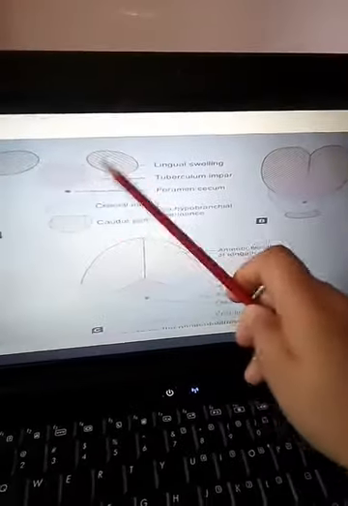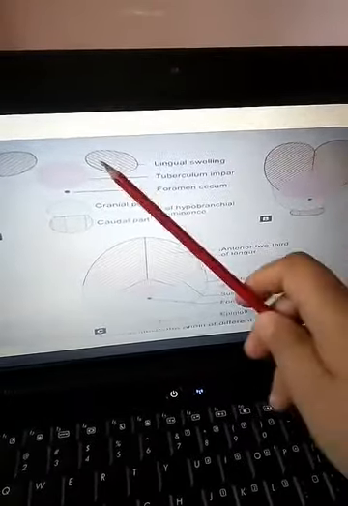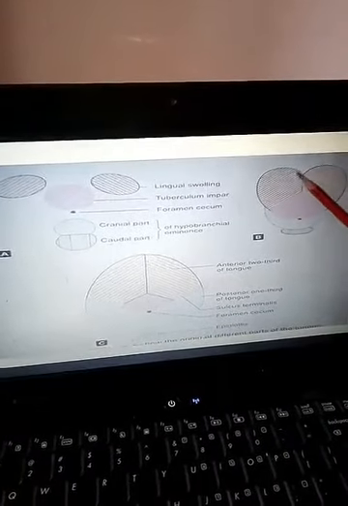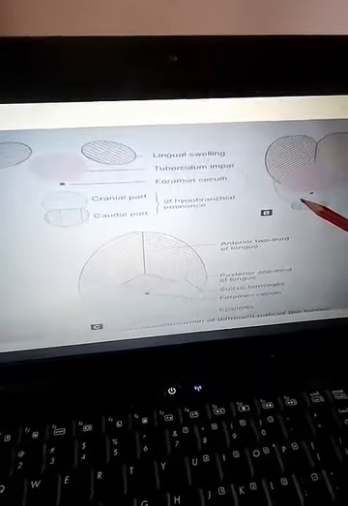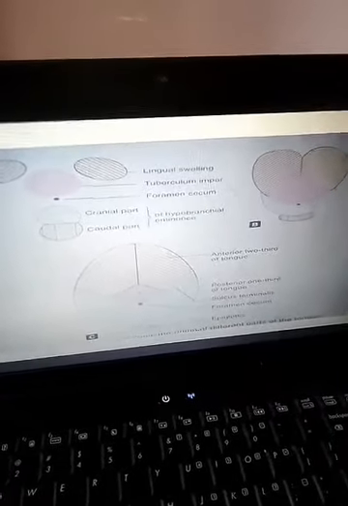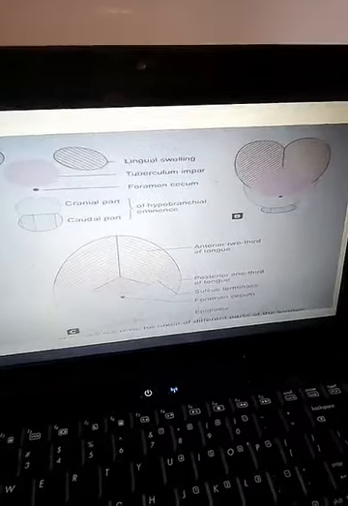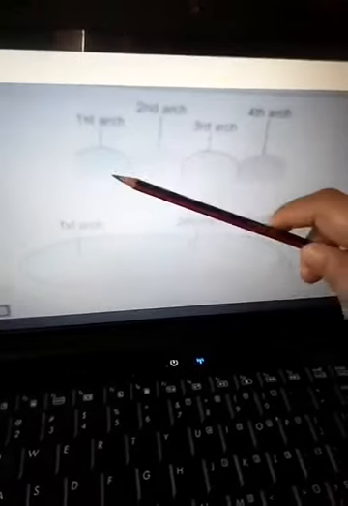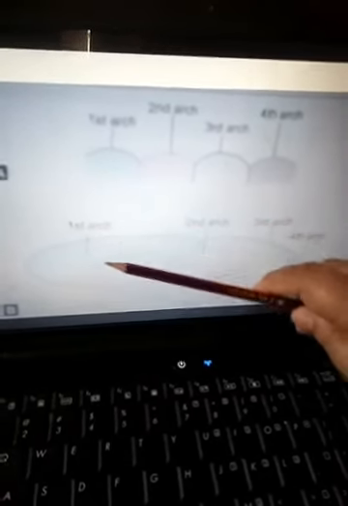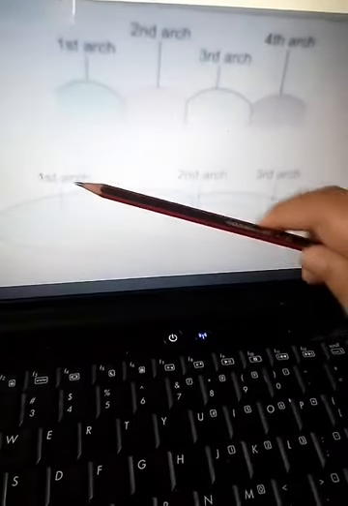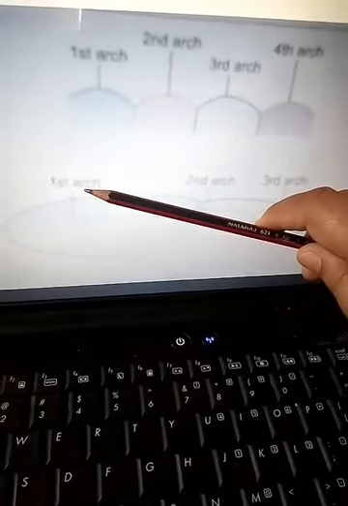So these two lingual swellings join together, and along with the tuberculum impar, form the anterior two-thirds of the tongue, and then we have the posterior-most part and the posterior one-third of the tongue. Here you have to see one thing. As we know, in relation to the first arch, the two swellings arise. So the anterior two-thirds of the tongue arises from the first arch.